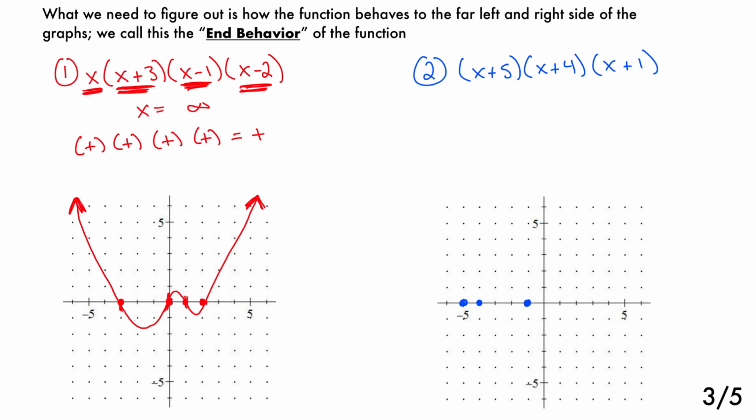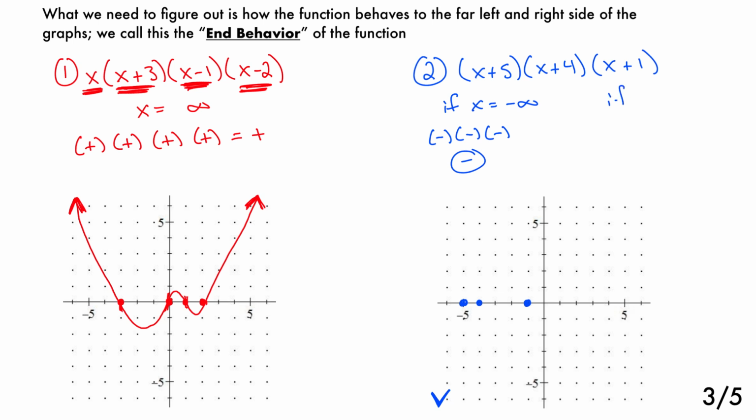So problem number 2, same thing. If x was equal to negative infinity, then the first term would be negative, the second term would be negative, and the third term would be negative, which means it would be negative. So this one, far left, remember we're talking about when x is negative infinity, when it's really far to the left, it will be negative, because a negative times a negative times a negative is negative. So it will start on the left side in a negative orientation.